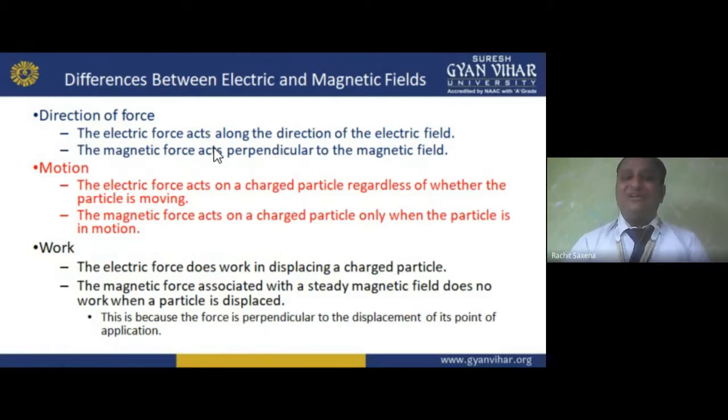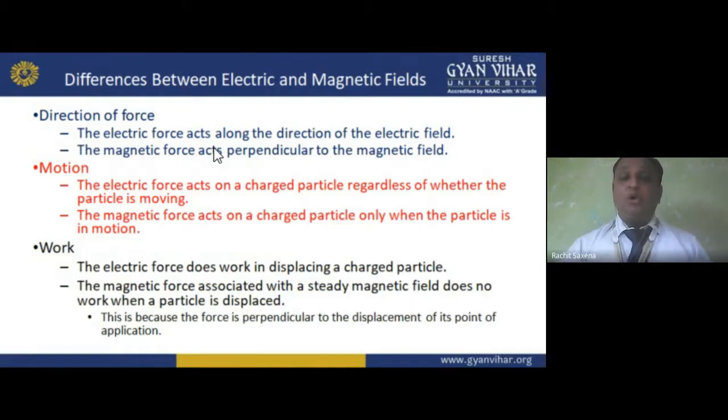Now see the difference. The electric force acts along the direction of the electric field, but the magnetic force acts perpendicular to the magnetic field. So in the electric case, the force is along the field, but in the magnetic case, it is perpendicular.